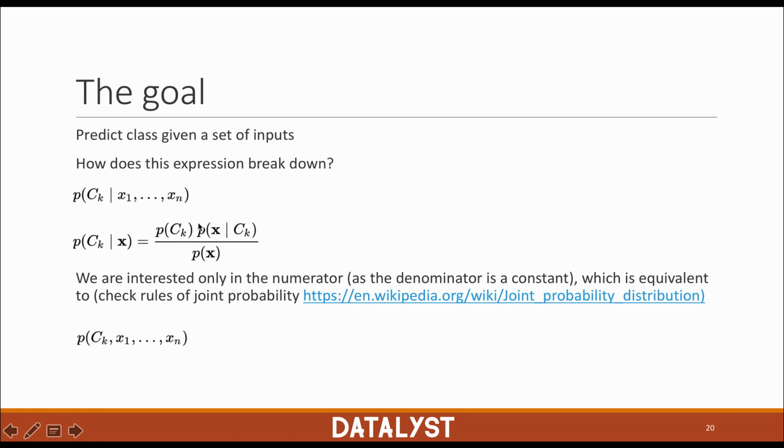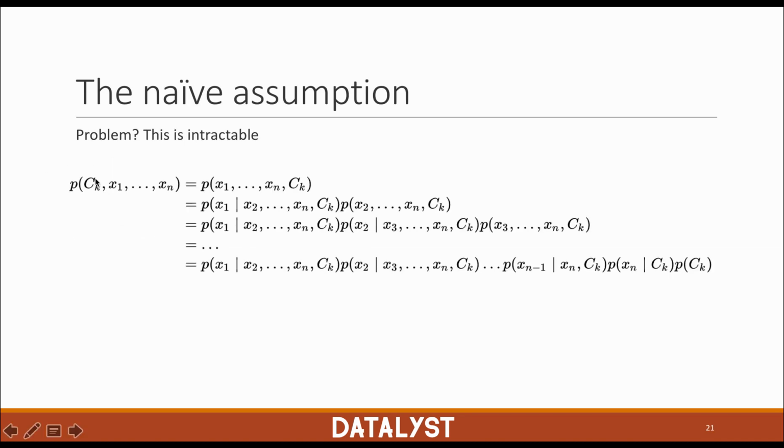So just to revise what we did. We started with this, we broke down this expression, we said we ignore the denominator because it's a constant, and this expression breaks down to this when we try to calculate it. Again, just take my word for it, we don't need to go into much detail, and now we want to calculate this. And what's the problem? If you follow the rules of joint probability, this breaks down into a very complicated expression. You have to calculate the probability of each variable given all the others: the probability of x1 given x2, and so on, the probability of x2 given x3 and class, and it goes on and on.